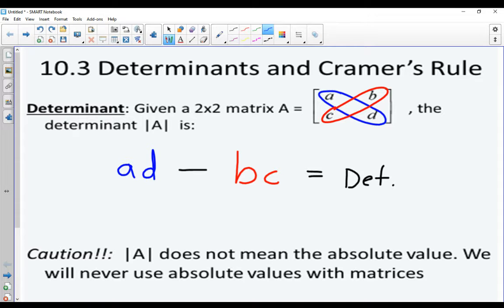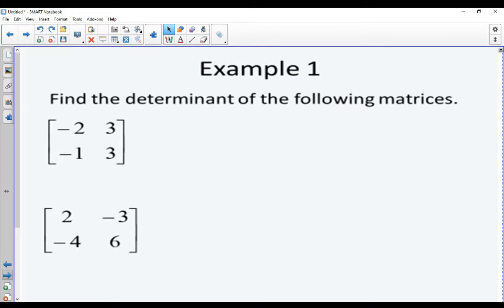Just remember, the downwards diagonal must always go first. The upwards diagonal must always go second. So with that, let's do a couple examples on the next slide. So we're going to find the determinant of these following matrices. Start with the top one.